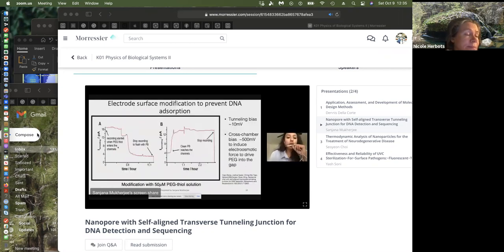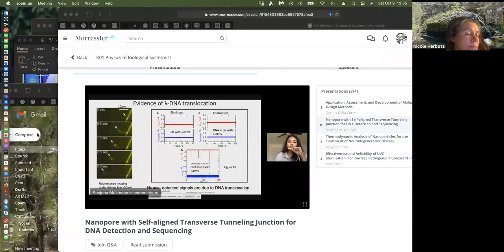Okay, talking about the main thing, the DNA detection that we have achieved with our device. Before the DNA is lodged into the cis chamber, we flow the chamber overnight with PEG thiol to reduce the interaction of DNA with gold. So PEG thiol can bond with the gold and not let the DNA interact. But we have found evidence of actual lambda DNA translocation happening.